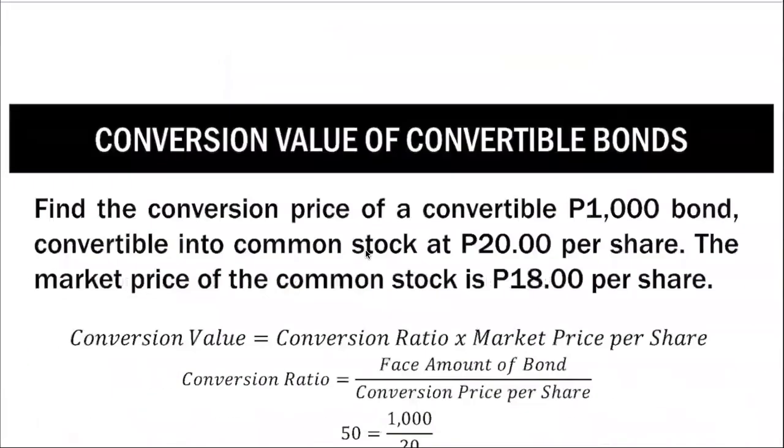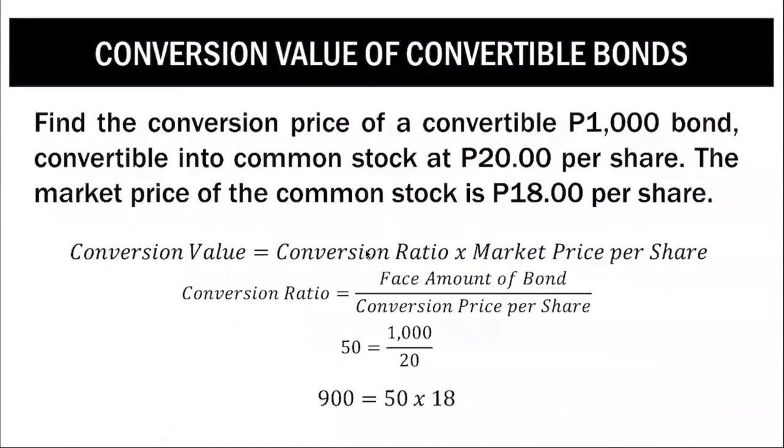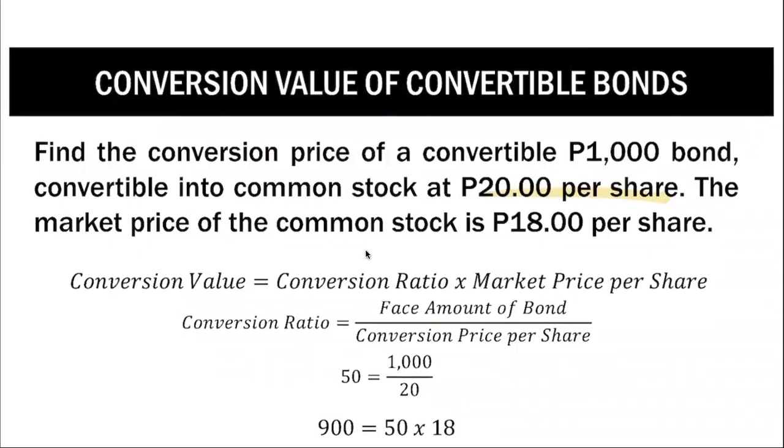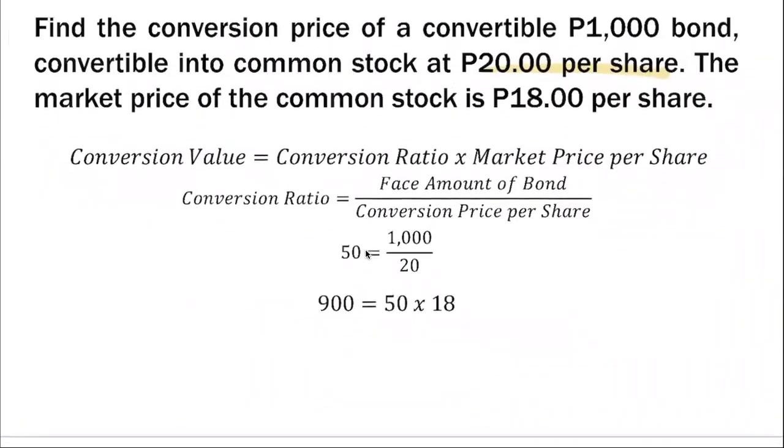Another conversion value of convertible bonds. Find the conversion price of a convertible 1,000 bond, which is convertible into common stock at 20 pesos per share. So this is your conversion price.